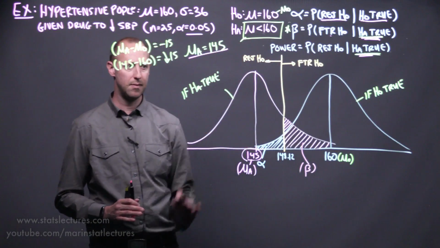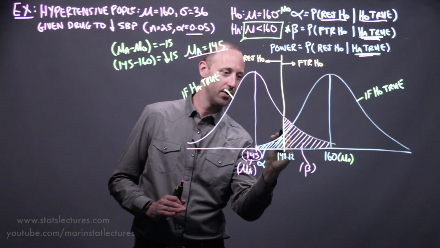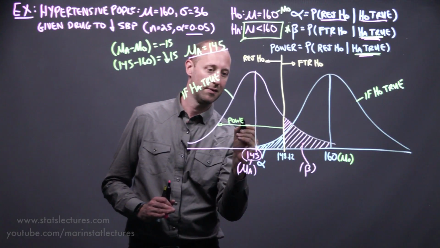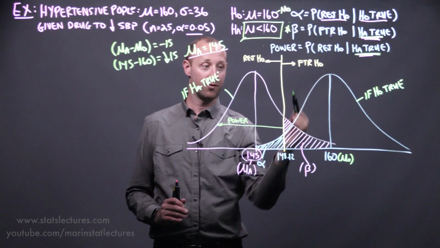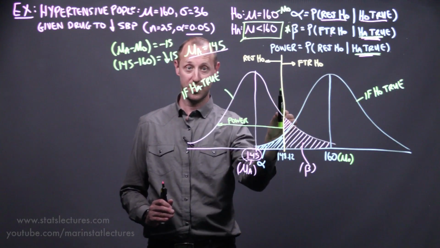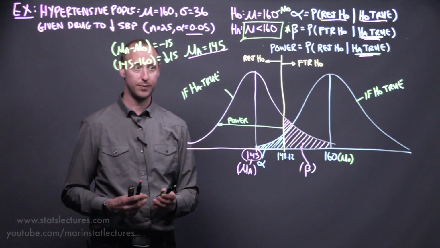I don't want to overcrowd the graph too much, but I'll just point the arrow on this side. This side here is the power. The probability of rejecting the null. Any estimate on this side of this threshold, we're going to reject. The probability of rejecting the null if the alternative is true.